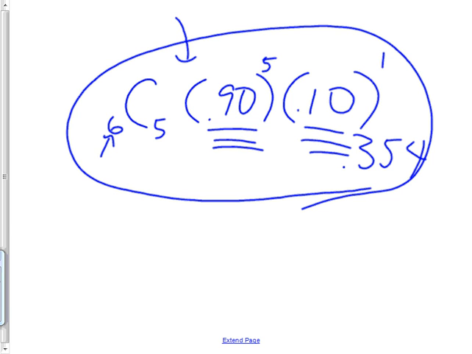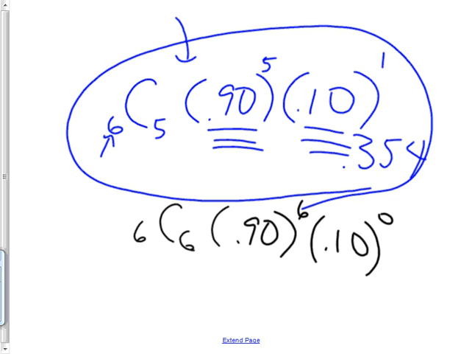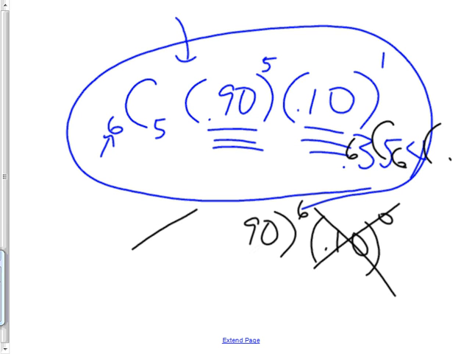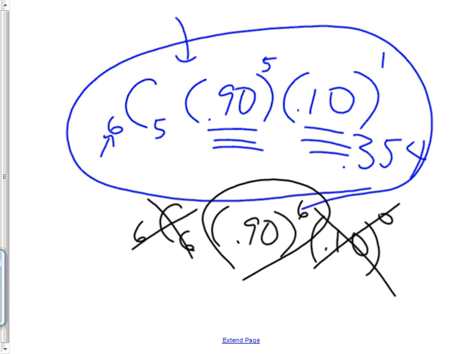So here it is. 6C6. See if you can type it in faster than I can do it. And 0.1, choose 0, or to the power of 0 is really just a 1. And 6, choosing out 6. If I have 6 things, do you get that if I choose all 6 of them, there's only one way to do that? So I don't even need to type that in. So it's really 0.9 to the 6th power. And what is it? 0.088?